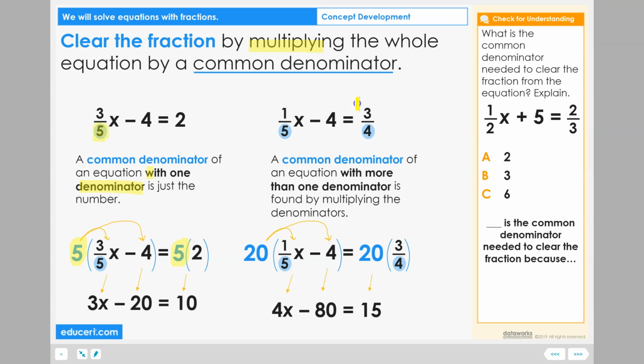What about if we have more than one fraction? A common denominator of an equation with more than one denominator is found by multiplying the denominators. So here in this example, I have two fractions, 1/5 and 3/4 within this equation. It gives me two different denominators of 5 and 4. And if we multiply those two values together, we get 20 as the value to multiply to be able to clear the fraction.